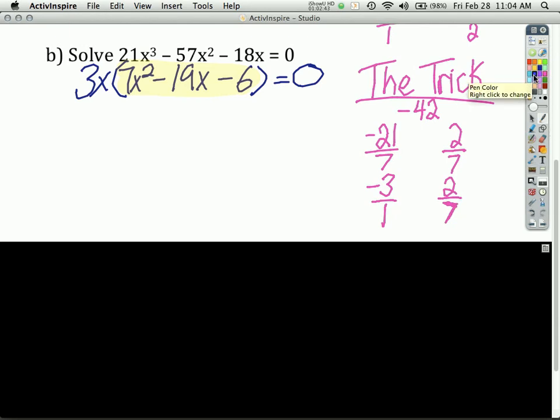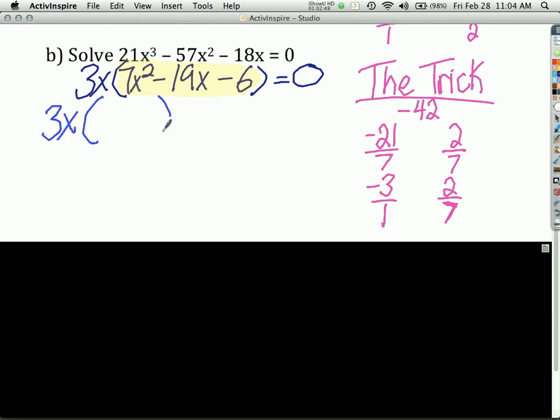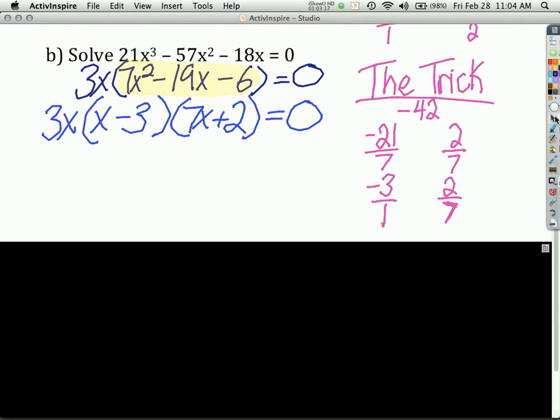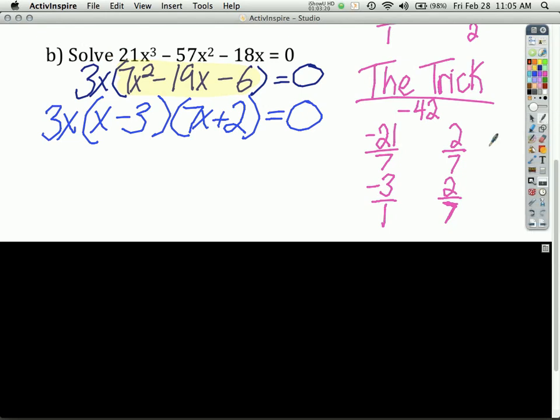And now we've got the 3x doesn't disappear, but we morphed this into this, and don't forget the equal 0 because we have to do something with that. Now we're putting this in here. X minus 3, 7x plus 2. But now remember, we are being asked to solve. You actually learned how to solve this in 9.4. We did a question just like this. What do I have to do now to solve this?